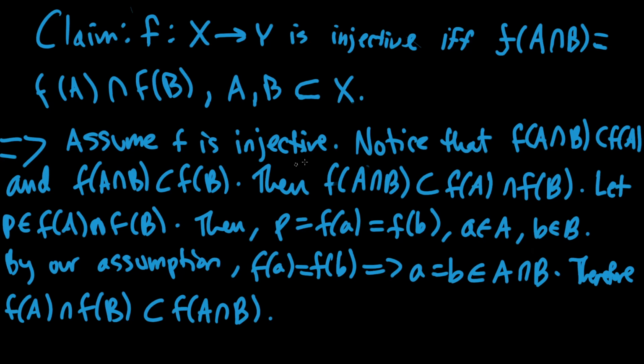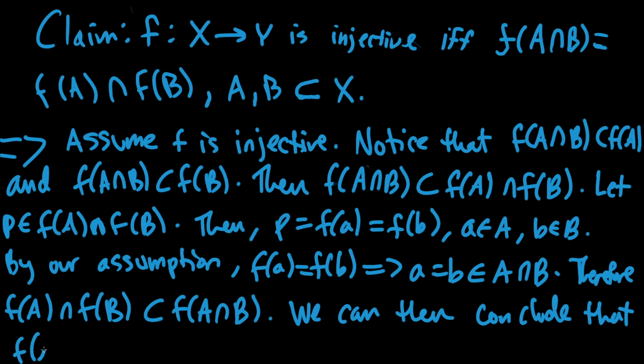So we just showed both inclusions. We showed that f of A intersect B is a subset of f of A intersect f of B, and then we showed that f of A intersect f of B is a subset of f of A intersect B, which means that the sets must be equal. So we can then conclude that f of A intersect B equals f of A intersect f of B. Perfect. And this is actually the entire forward direction of the proof. We assumed that f was injective, and then we showed that these two sets were equal.